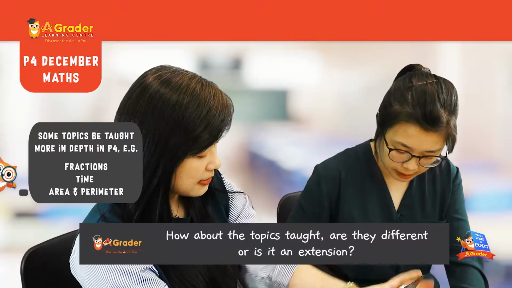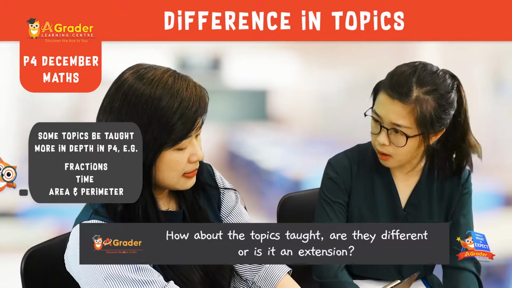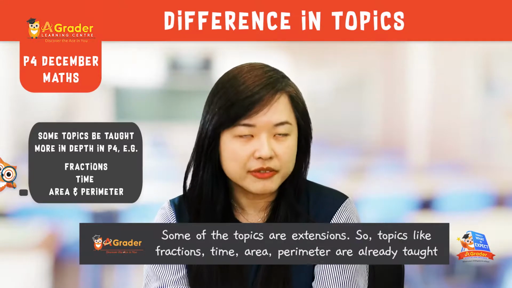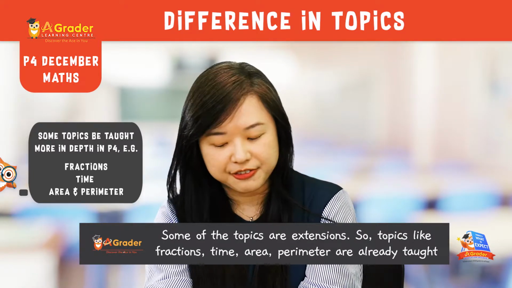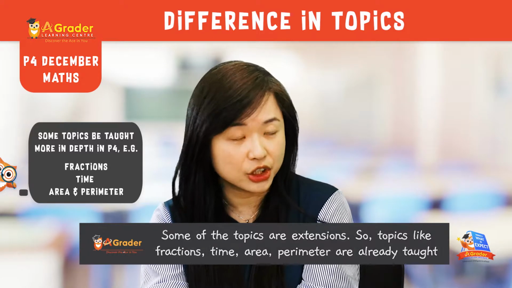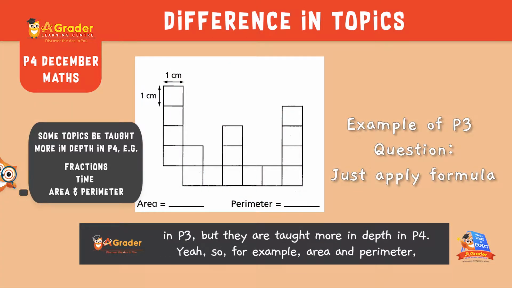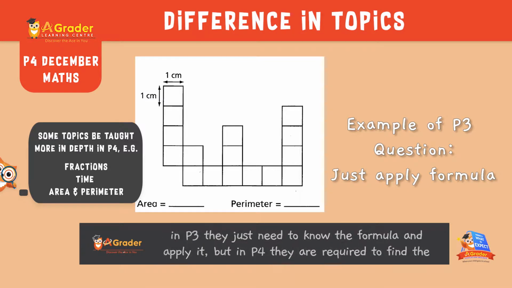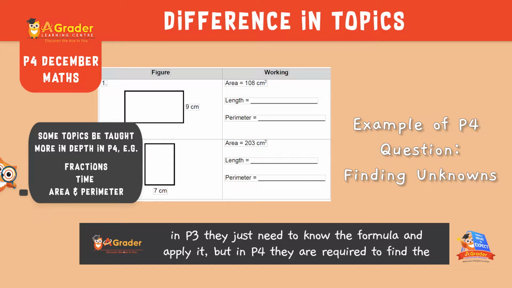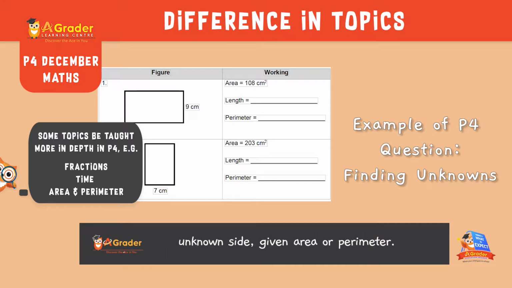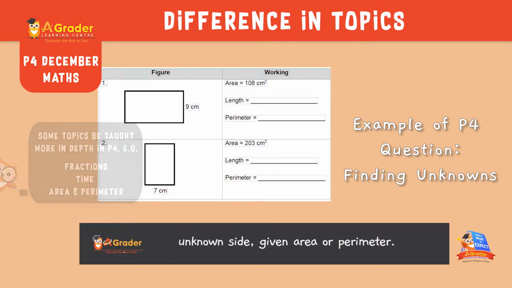How about the topics taught? Are they different or is it an extension? Some of the topics are extensions. So topics like fraction, time, area, perimeter are already taught in P3, but they are taught more in depth in P4. For example, for area and perimeter, in P3 they just need to know the formula and apply it, but in P4 they are required to find the unknown side given the area or perimeter.